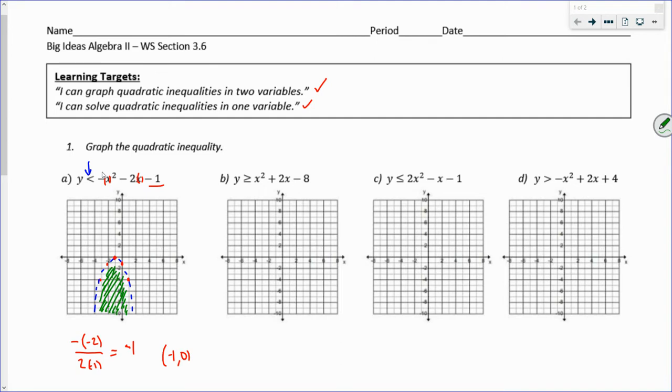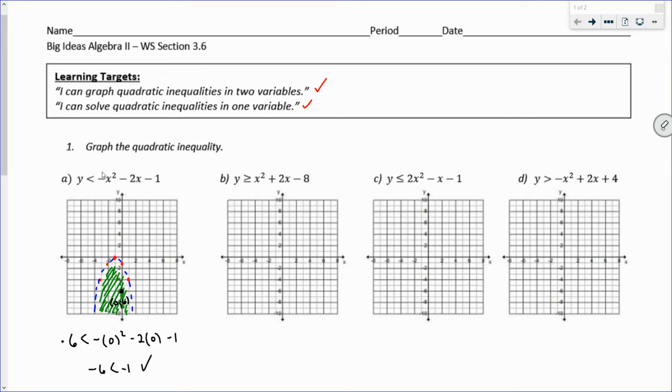Now, overall, what this really means, just for understanding's sake, is if we pick a point in the shaded region, say right here, 0, negative 6, it should work in the original given inequality. So negative 6 is less than 0 squared minus 2 times 0 minus 1. Is negative 6 less than negative 1?